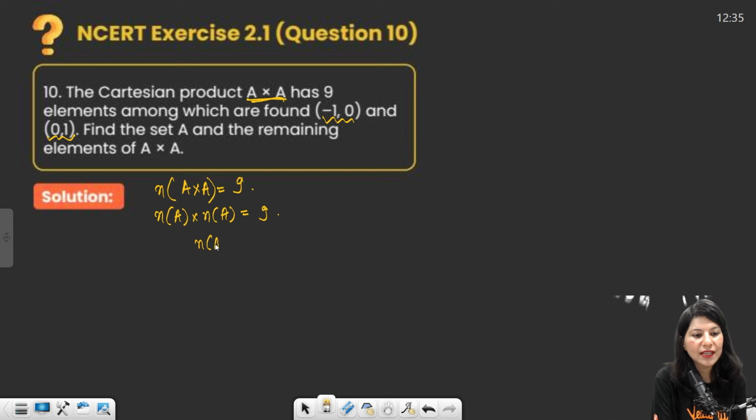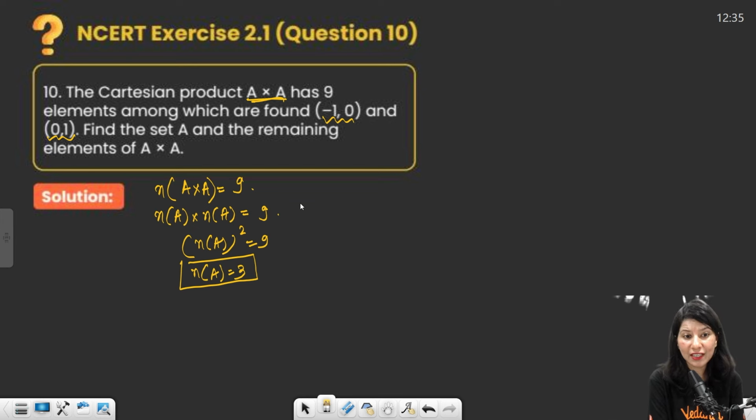So clearly cardinality of A whole square is 9. Cardinality of A from here I can write as 3. That means A is having 3 elements. Okay. All right. Now A cross A will have minus 1, 0 as one of the elements. And 0, 1 also one of the elements.